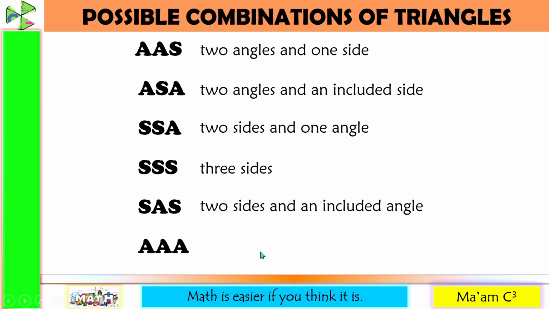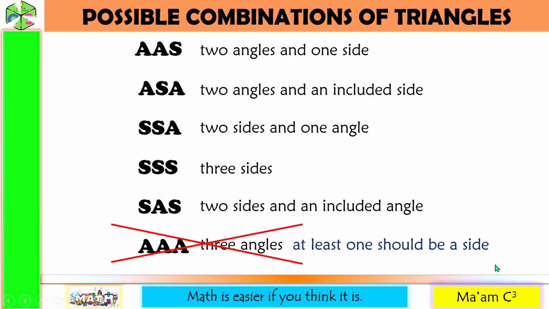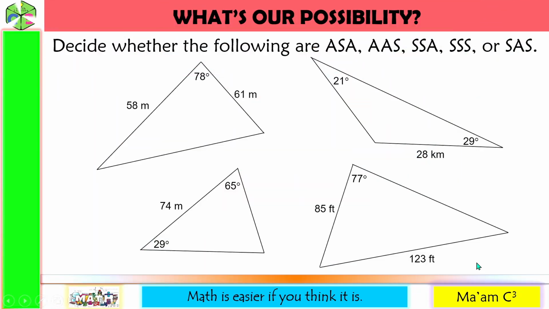Now, can we also have AAA, meaning three angles? No, this is not a possible combination. Why? Because I've mentioned earlier that at least one should be a side. Let's have an activity. What's our possibility? Decide whether the following are ASA, AAS, SSA, SSS, or SAS.